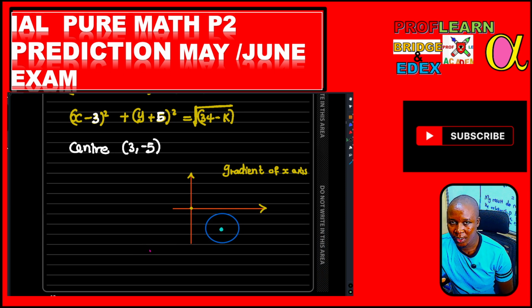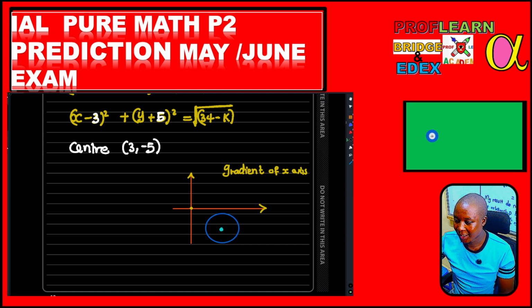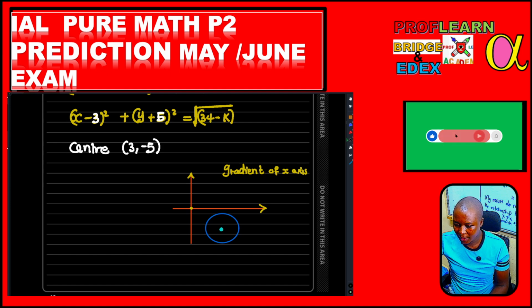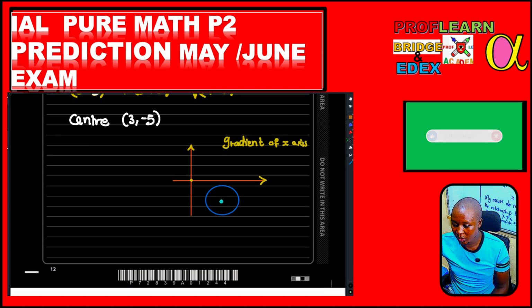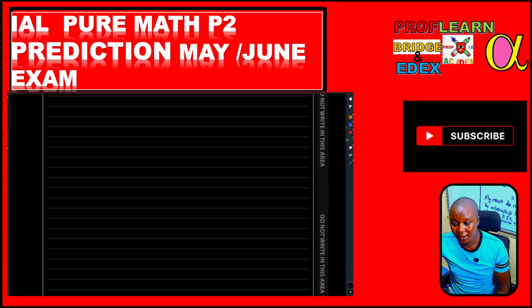You also need to revise the areas where you find the equation of the tangent to a circle, and situations where you are supposed to find where a circle and a given line intersect, so that you'll be well prepared for that particular exam. We need to go further to the next part and see which other question or topic really showed up in this exam.